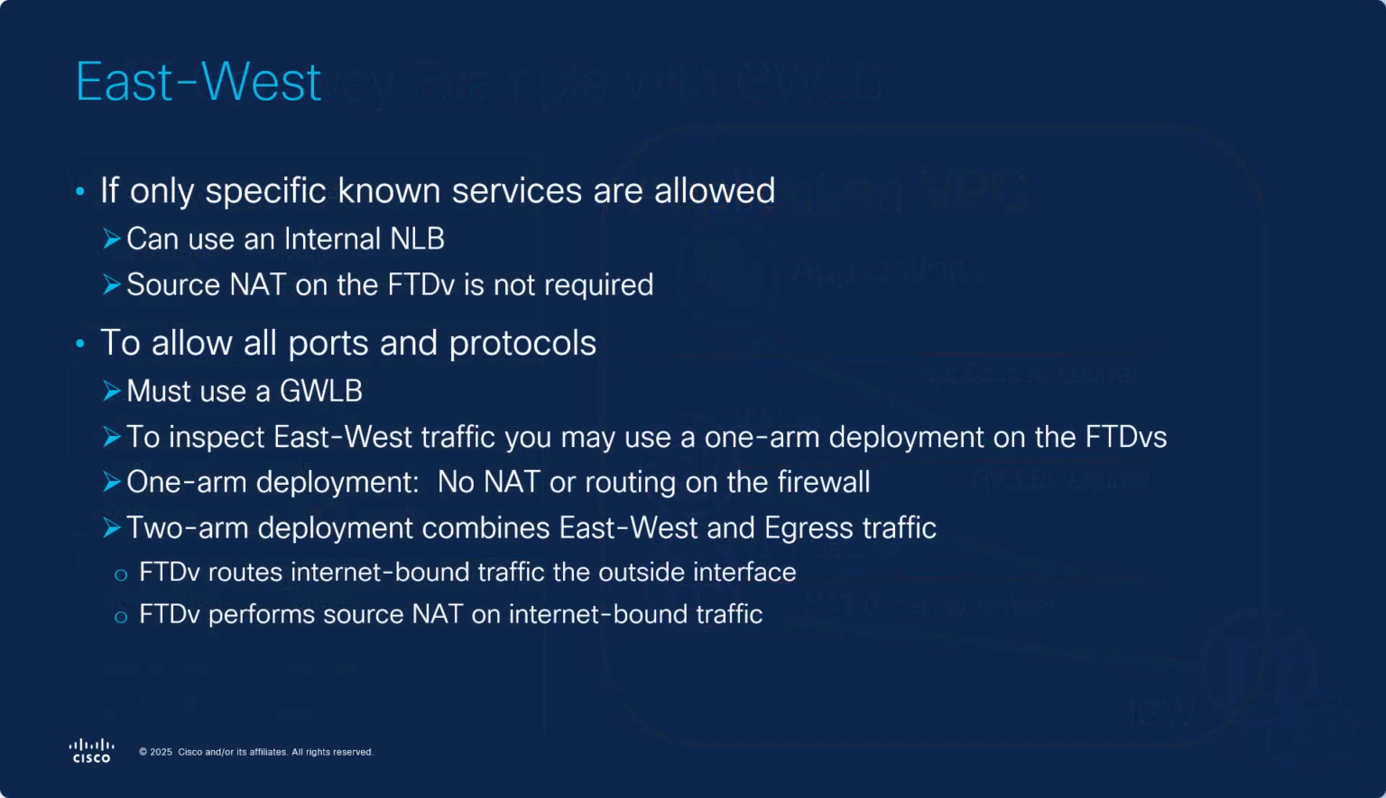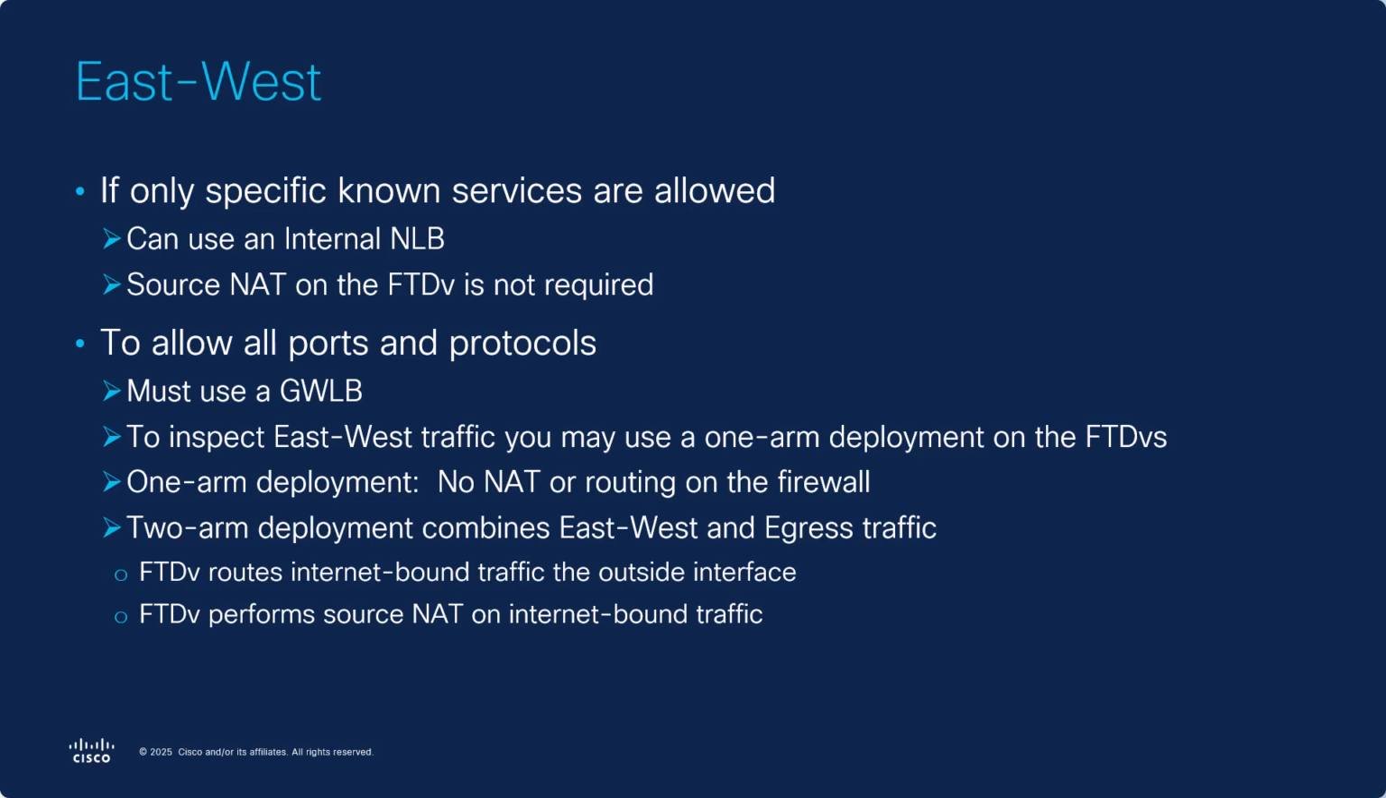For east-west traffic, we could use network load balancers, but one of the challenges is that often for east-west traffic, you don't really know which services are going to be used by which devices. To allow all ports and protocols, you must use a gateway load balancer. To inspect east-west traffic, you may use a one-arm deployment of the FTDVs. In the one-arm deployment, no natting or routing is configured on the firewall.